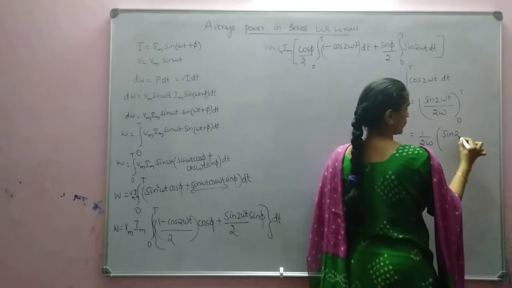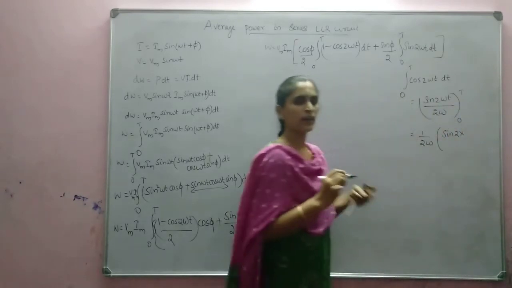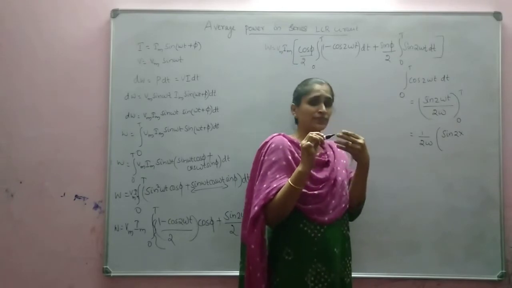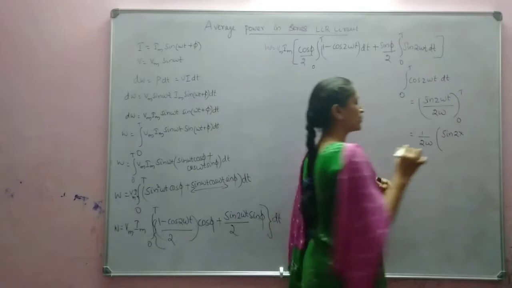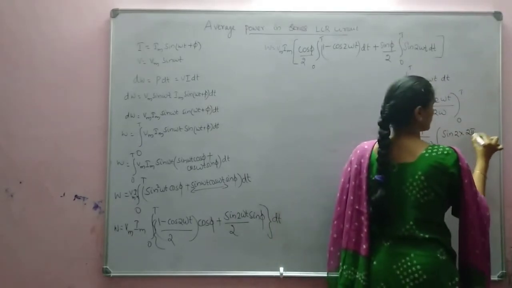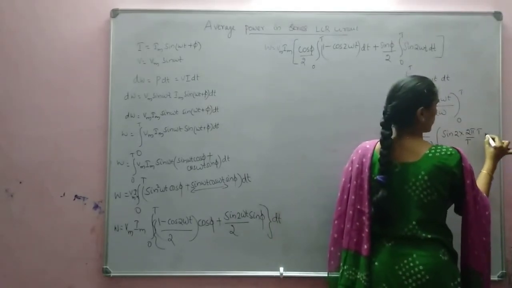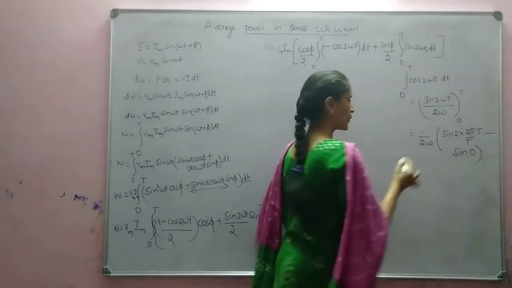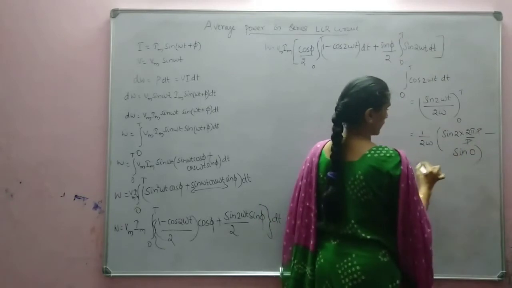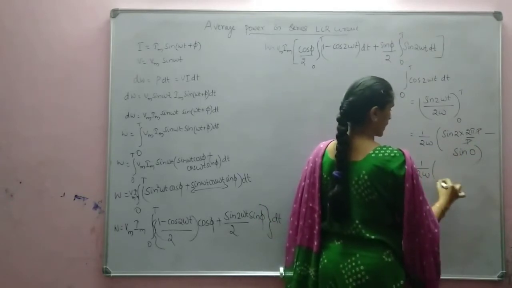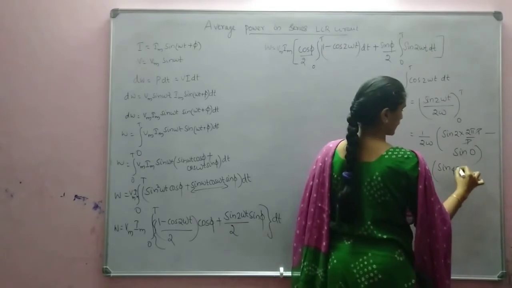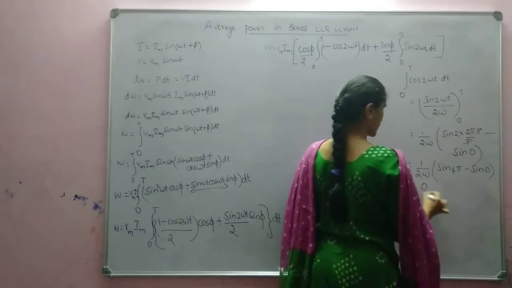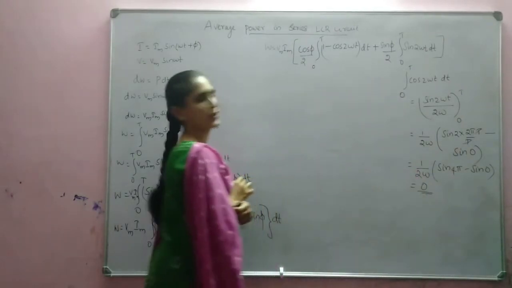Now you have to apply limits. Sine 2, instead of omega we can write 2 pi by T, into T minus lower limit. What you got? 1 by 2 omega into sin 4 pi minus sin 0. Sin 4 pi is 0, sin 0 is 0. You got the answer as 0.